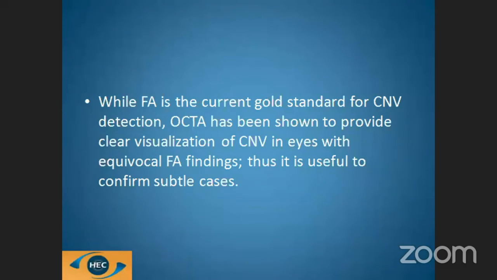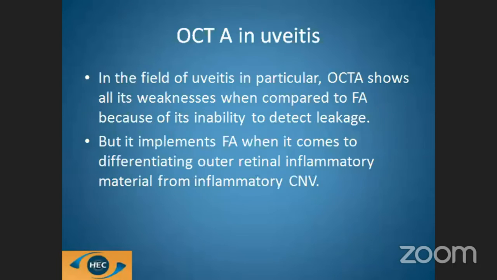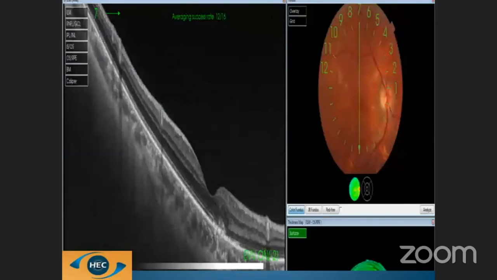In cases of uveitis, however, OCTA shows all its weaknesses because of its inability to detect leakage, but it complements fluorescein angiography when it comes to differentiating outer retinal inflammatory material from inflammatory CNVM. So this was a case of a posterior uveitis, which was treated with steroid.